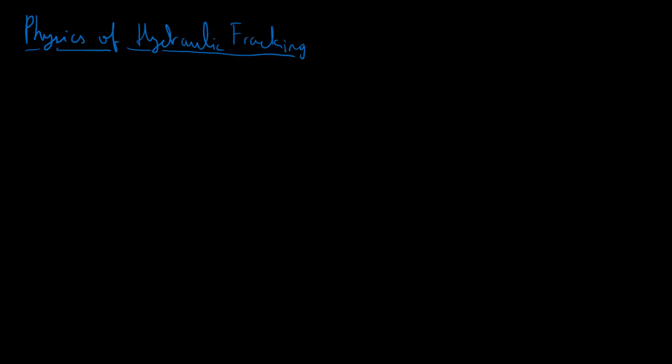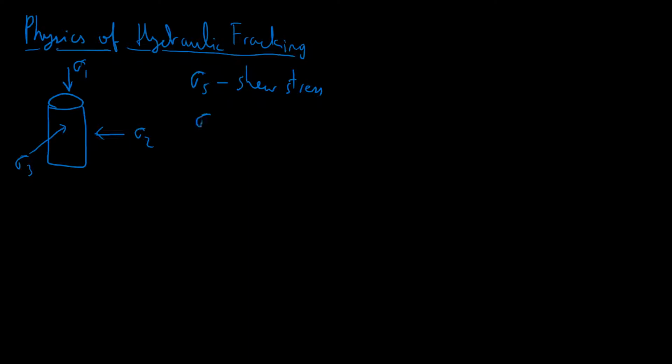I will start by first looking at this piece of rock. Now imagine that the cylinder is a rock. Usually in the earth, it is experiencing three main stress forces, sigma 1, sigma 2, and sigma 3. Now these three stress orientations can be resolved into two main stress orientations, which is sigma s, the shear stress, and sigma n, which is the normal stress, which is normal to the rock surface.